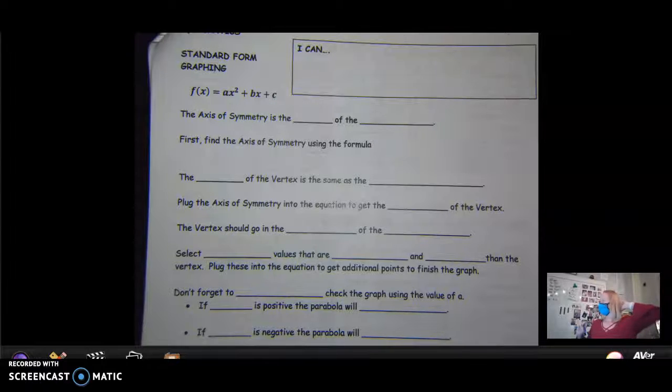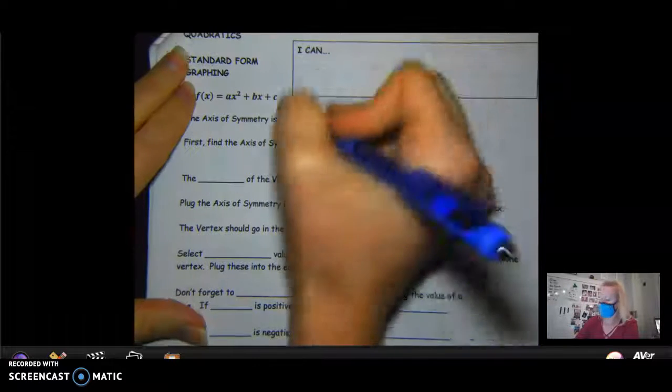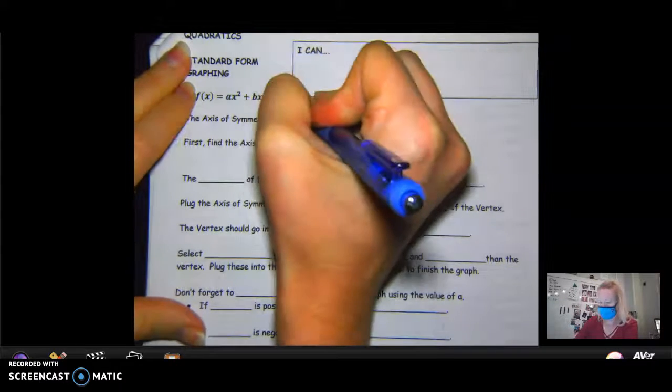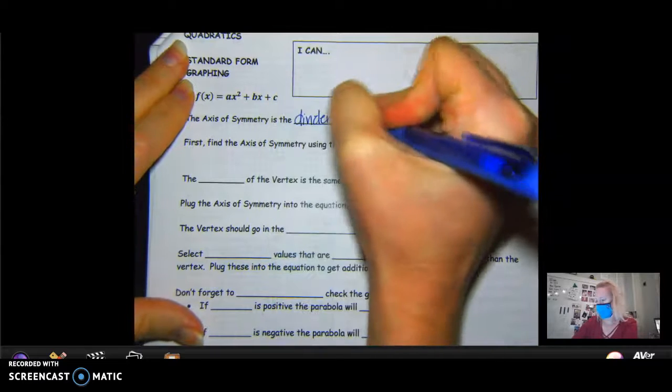We're going to continue graphing without giving a table. So you're going to have to create the table yourself, right? So the axis of symmetry is the divider of the parabola.